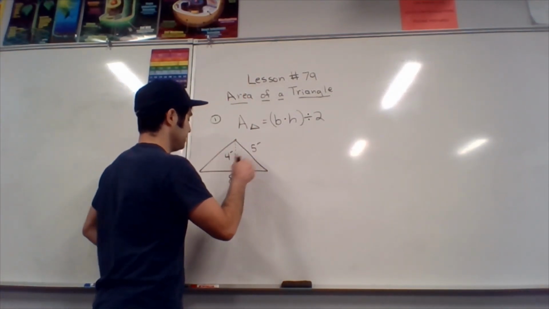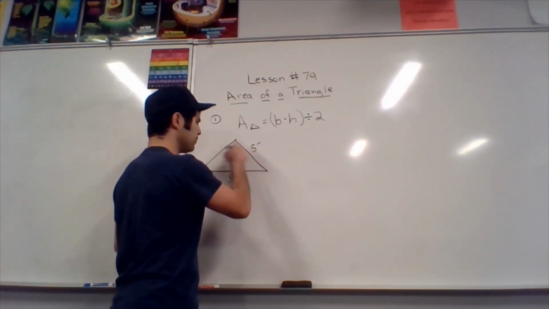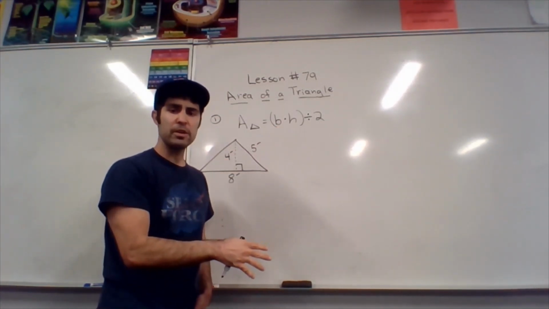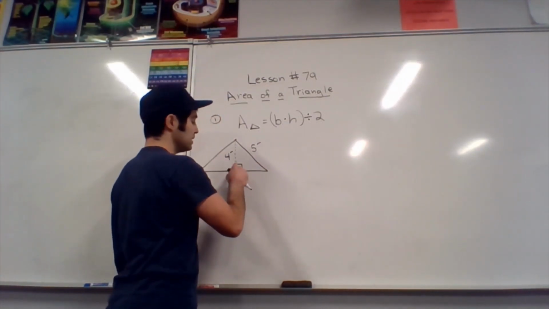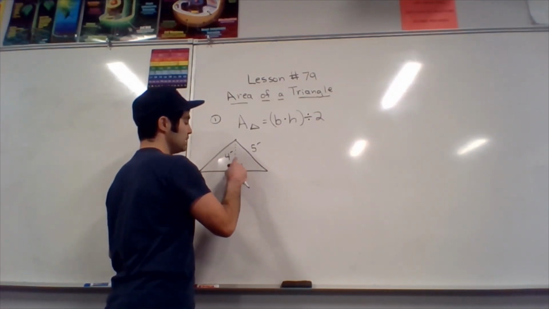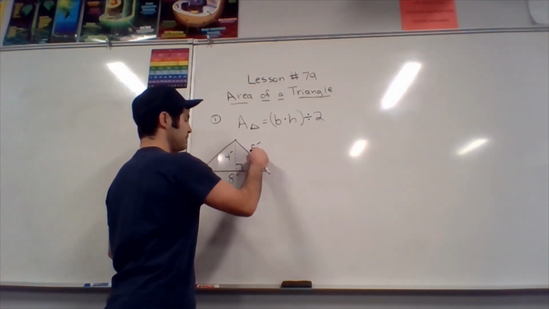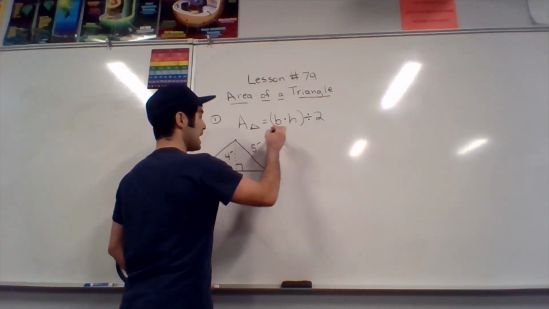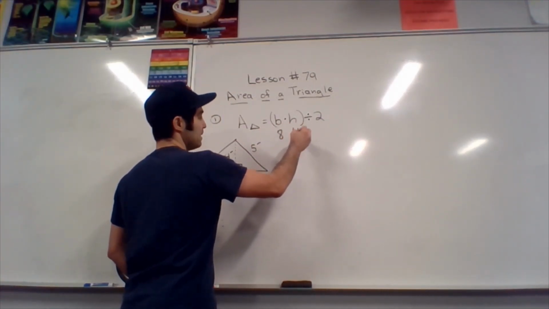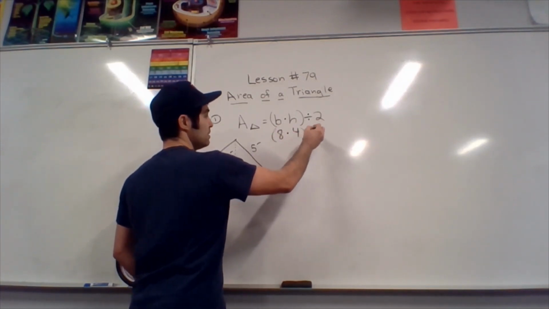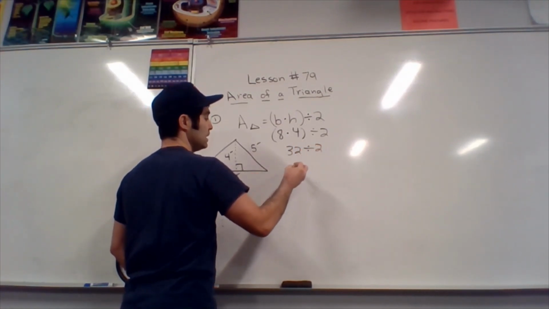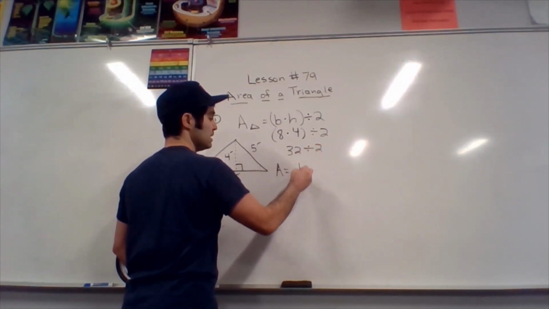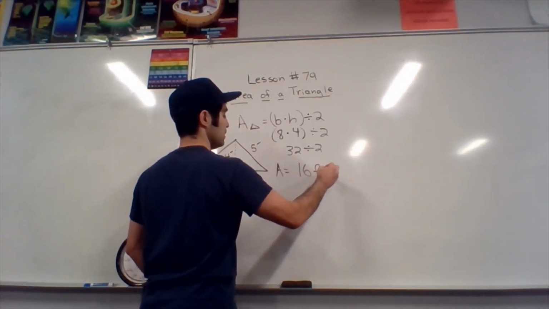Okay, so your base. Well, wait, I have 3 numbers and only 2 places to put those numbers. How do I know which numbers to put in these places? Well, you look for the 90-degree angle. The 90-degree angle is right there. So what are the 2 numbers that are associated closely to that 90-degree angle? Well, 4 and 8. 5 is kind of far away from the 90-degree angle. So I'm going to say 8 is my base, 4 is the height. I'm going to multiply those 2 and then divide by 2. 8 times 4 is 32. Divide that by 2, and your area of this triangle is going to be 16 feet squared.